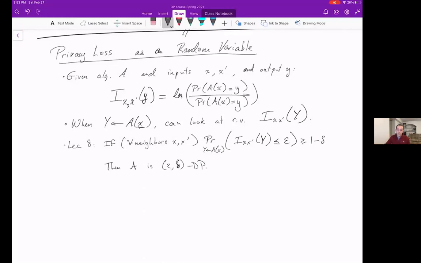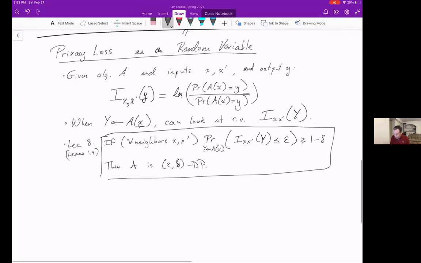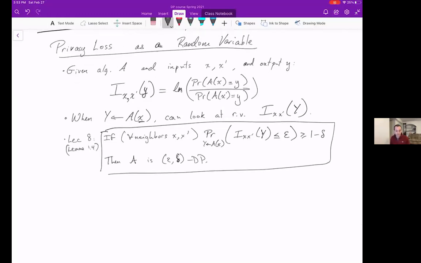So this is the basic tool. This was, I think, called lemma 1.4 in that lecture. This tool is very useful for proving that things are epsilon delta differentially private, and that's the one we're going to use today. What this lemma tells us is if we can get a high probability bound on the value of this information loss random variable, then we'll be able to get the result we want.